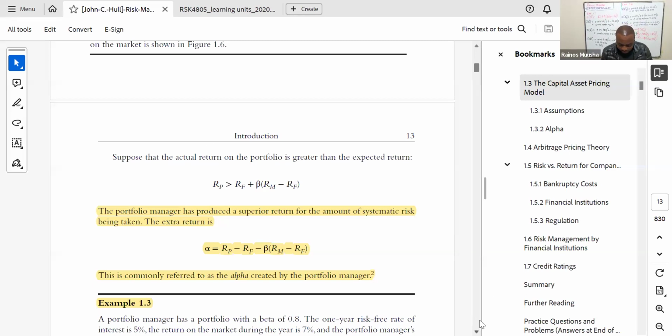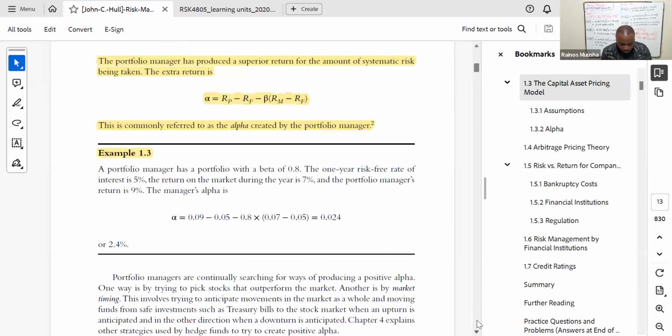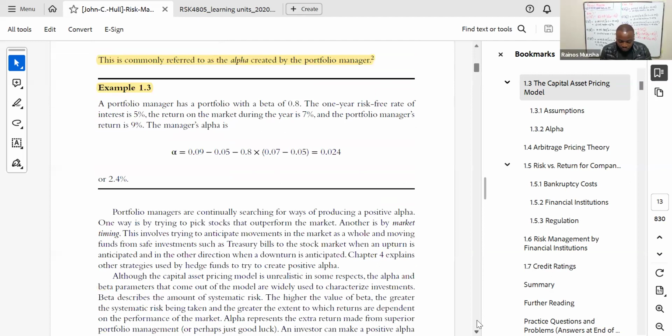So to understand this better, they give us example 1.3. Can you quickly read through example 1.3? And then we go through it together.